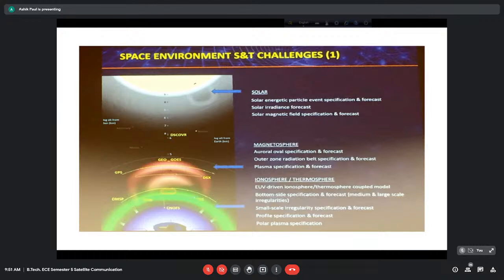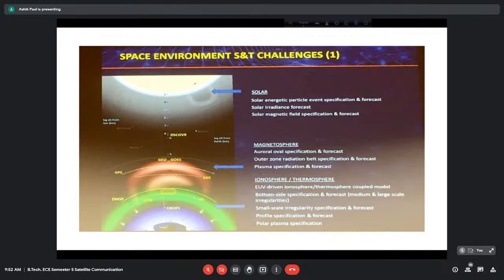Okay, so that is exclusively meant for studying the different characteristics of the Sun. Then coming closer to the surface of the Earth, you have the geostationary satellites at some orbital altitudes. Then further down, you have the medium Earth orbiting satellites like GPS. And then close to the surface, you have the low Earth orbiting satellites.